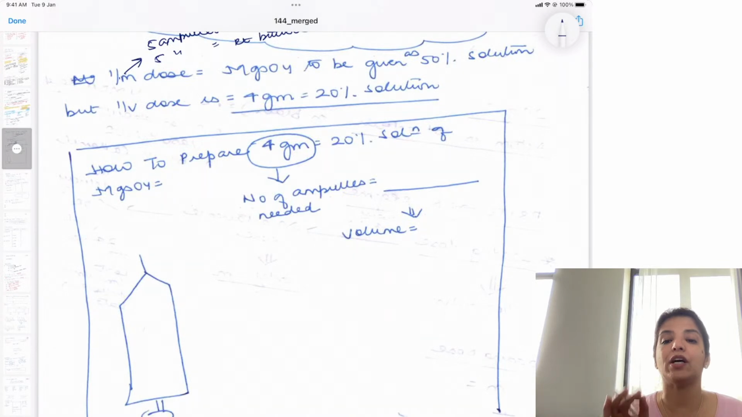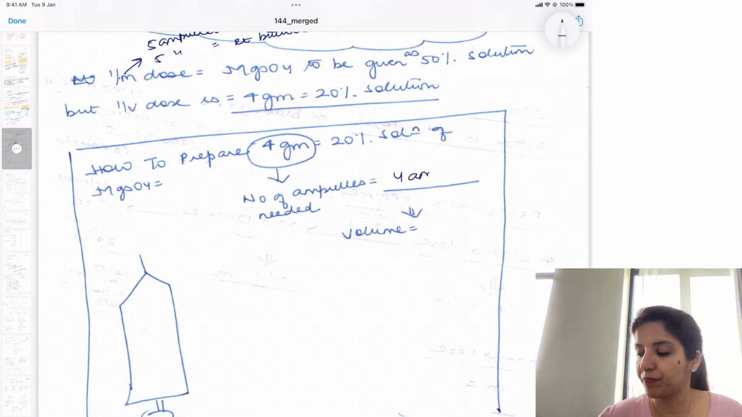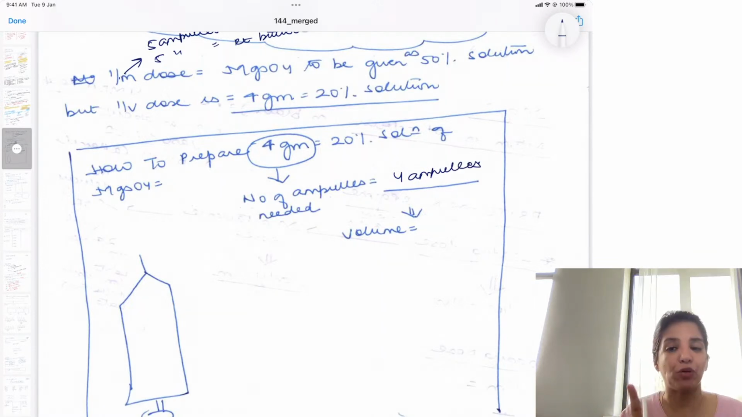a 20% solution? अब 20% solution बनाने के लिए what I am going to do is, see, I need 4 grams 20% solution. 4 grams 20% solution का मतलब है how many ampules I need? I need 4 ampules. Because each ampule has 1 gram magnesium sulfate. This is clear? So I am going to take 4 ampules, and in 4 ampules का I am going to make 20% solution.